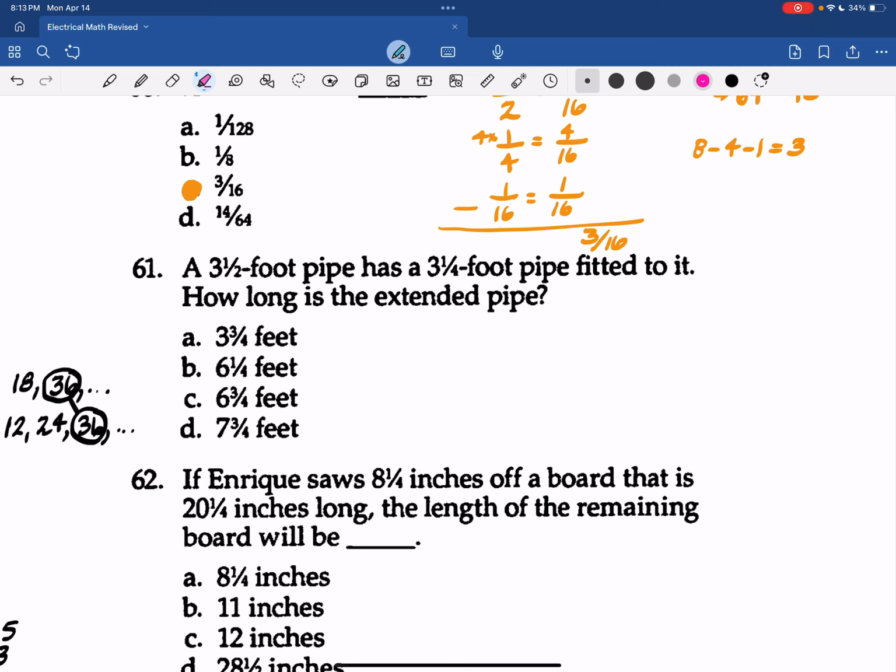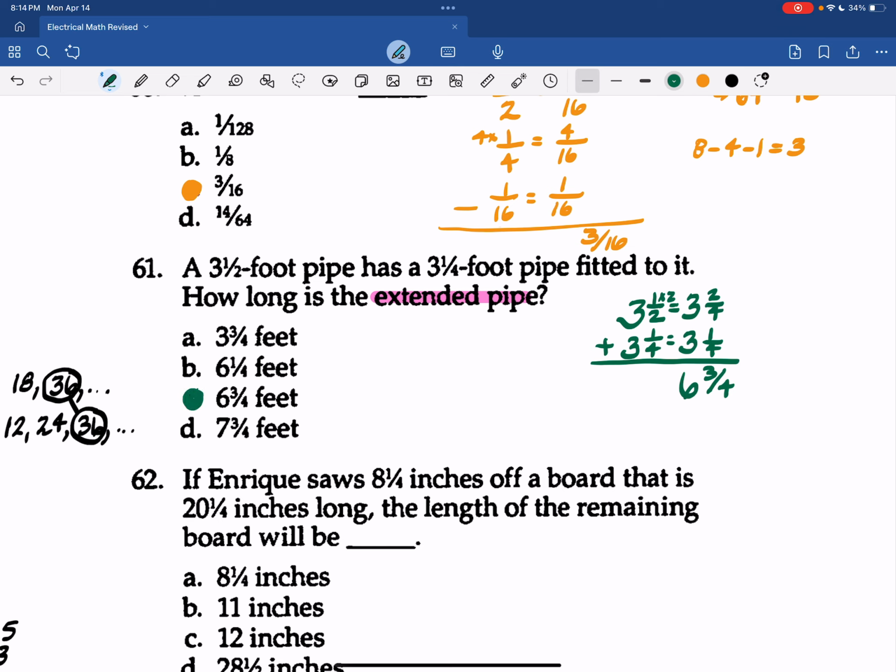A 3.5 foot pipe has a 3 1/4 foot pipe fitted to it. How long is the extended pipe? So this is building up. This is going to be addition. 3 1/2 plus 3 1/4. This is not the way I would do it. I'll show you the way I would do it. But let's do it the right way first. 2 into 4 is 2. 1 times 2 is 2. You have 3 and 3. So I get 6 3/4.